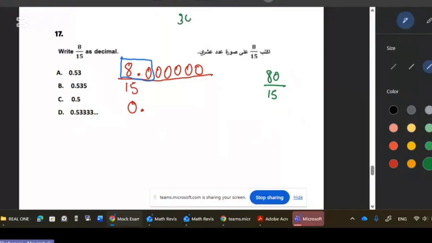If I say 30 plus 30 plus 20, what am I getting? 30 plus 30 is what? 60. 50 plus 20 is 80, right? So now 60 and 20 make 80. Now I'm going to divide everything by 15 like this.